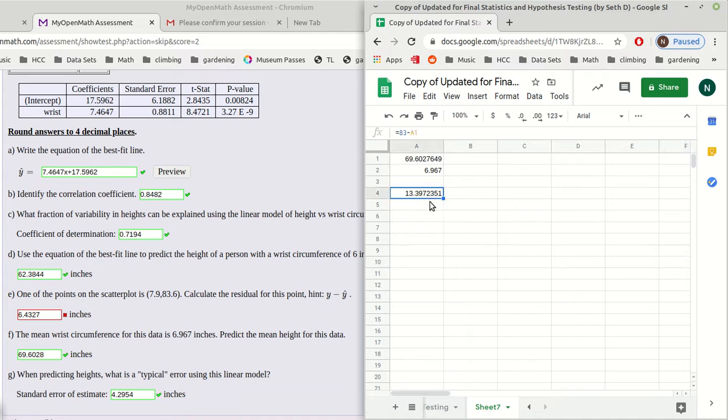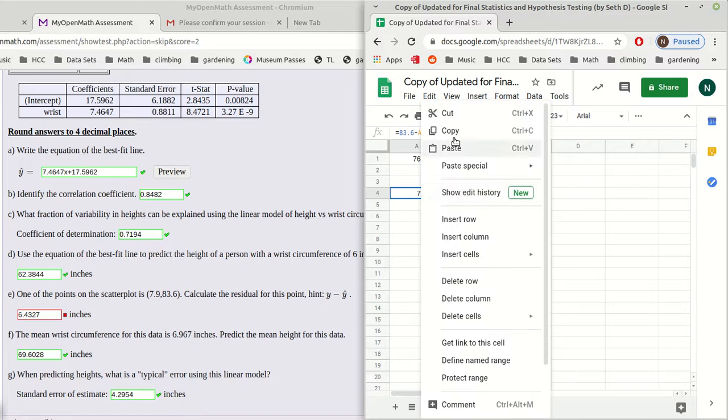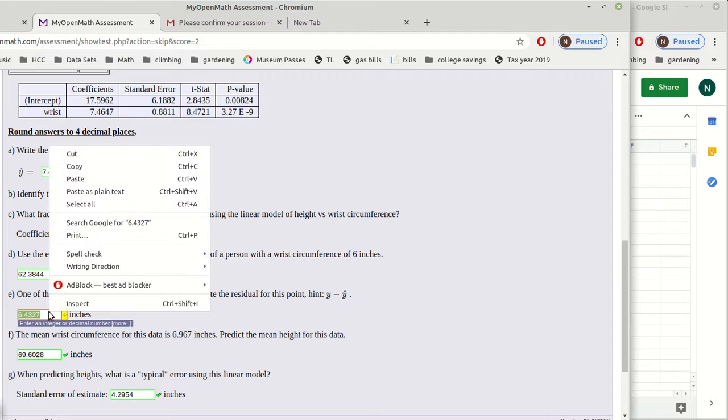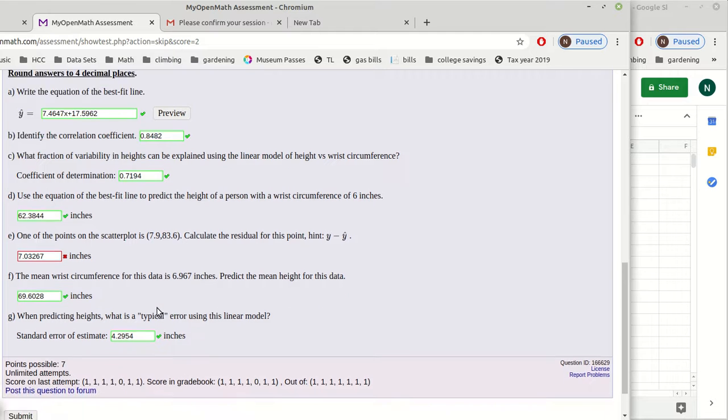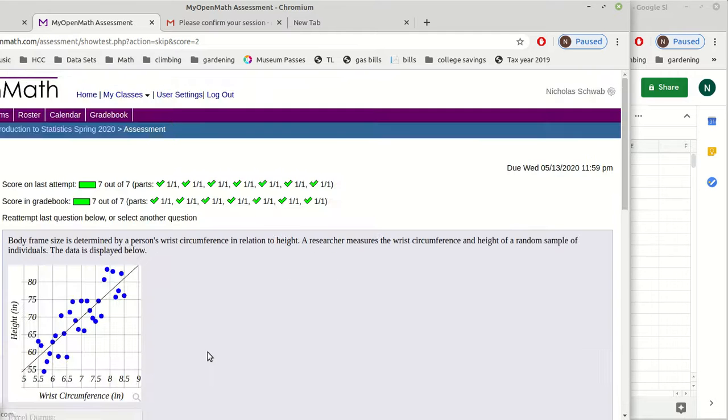One of the points on the scatter plot is 7.9, 83.6. Did I type this in right? Oh, I was lazy. 83.6. There we go. So what does it say? 13.99. Oh, it's quite a difference. Oh, because it's a new number now. So let's fix all this stuff. 7.9. There we go. I should have typed in 83.6, and I just typed in 83 instead. So hit submit again, and it likes it this time.